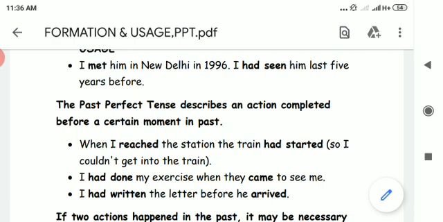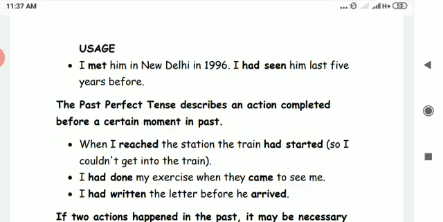Here another sentence. I had written the letter before he arrived. I had written the letter, past perfect case. Before he arrived, later. So before he arrived, obviously past simple. I had written the letter is considered to be past perfect. Now, past perfect here you can easily understand is considered the earlier part of the sentence, earlier action as well, and the action that is completed in all respects, and then you have past simple.